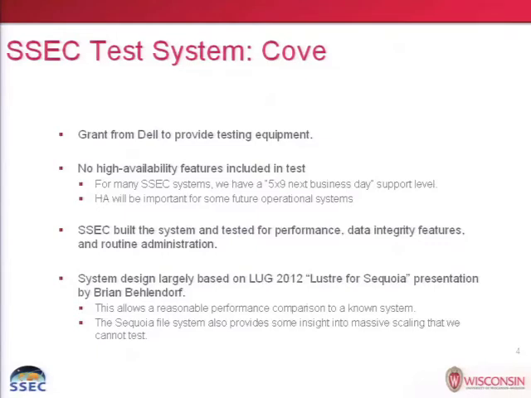We communicated with him a little bit to see if we were lining things up about how he expected. The idea is to get a reasonable performance comparison to a known system and some insights into how it might scale. There's no way we can test at the level they did.